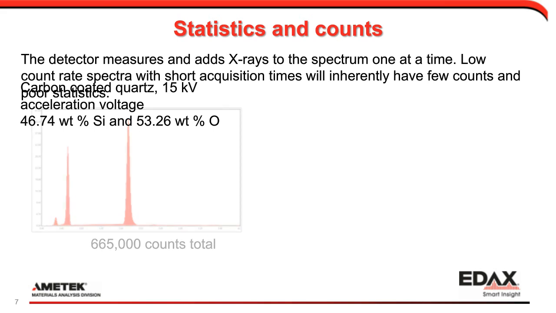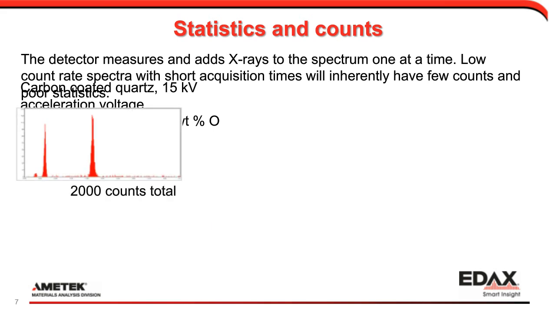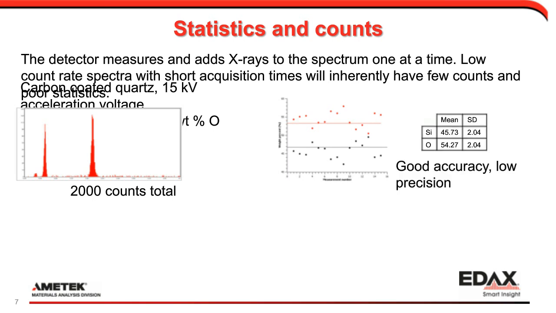But if we go back to the noisy spectrum, 2,000 counts total, I went through and repeated this measurement 15 times and did the quantification, and these are the numbers we get. The black dots here are the silicon quant numbers, and the red ones are the oxygen quant numbers. We can see we get a mean value for silicon of 45.73, just about 1% off, weight percent, from the expected value. And for oxygen, 54.27.